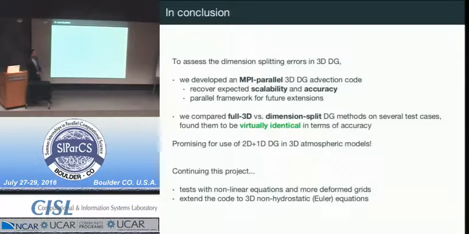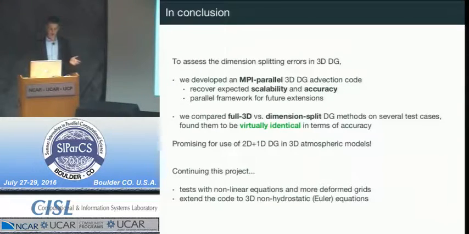So to conclude, we set out to assess the impact of dimensional splitting errors in a three-dimensional discontinuous Galerkin method. To do this, we developed an MPI parallel 3D advection code. This code we showed has the expected scaling and convergence, and it's going to be a good framework for future extensions. I think Ram has all sorts of ideas for what he's going to do. Then we used this code to compare the 3D and dimension split methods using several different test cases. We found them to be virtually identical in performance. This is promising for using this split scheme in 3D atmospheric models.